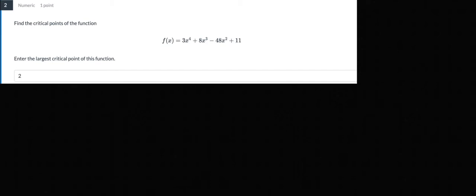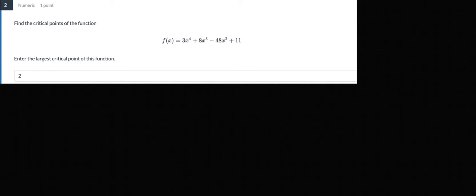So first of all, let's remind ourselves what a critical point of a function is. A critical point of a function is a point where the derivative of this function is equal to 0. Graphically, it just means that the tangent line at that point is horizontal. So to find critical points, we calculate the derivative of the function, then set it equal to 0 and solve for the independent variable.